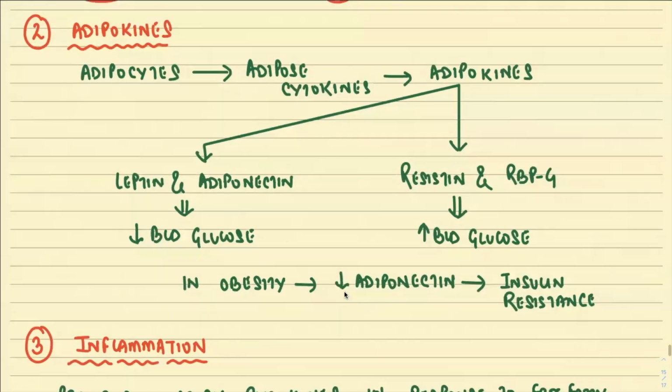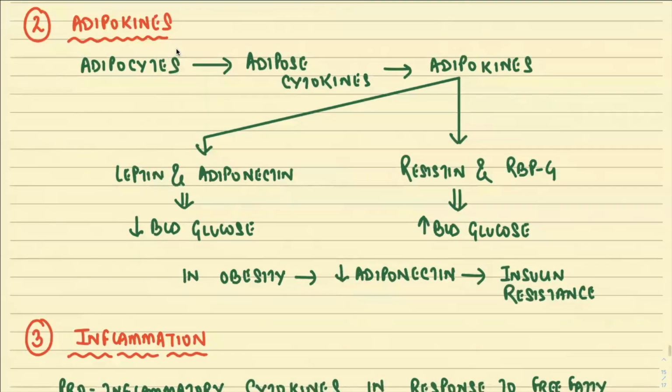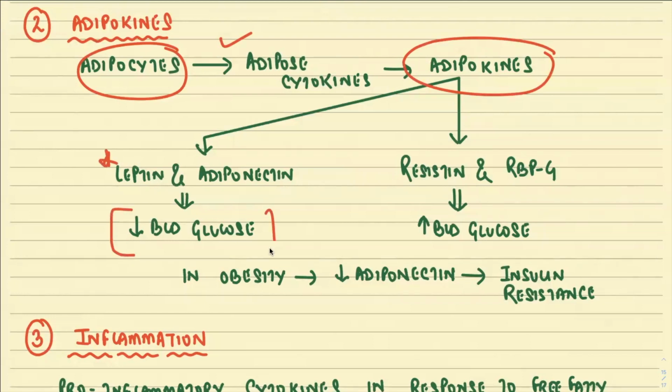Second thing is the adipokines. Now, normally the adipocytes are releasing certain adipose cytokines. These are called adipokines. Now, there are some good adipokines like leptin and adiponectin. They decrease the blood glucose level. We have read about them in the obesity topic. And there is another group of adipokines like resistin and retinol binding protein 4, which increase the blood glucose level.